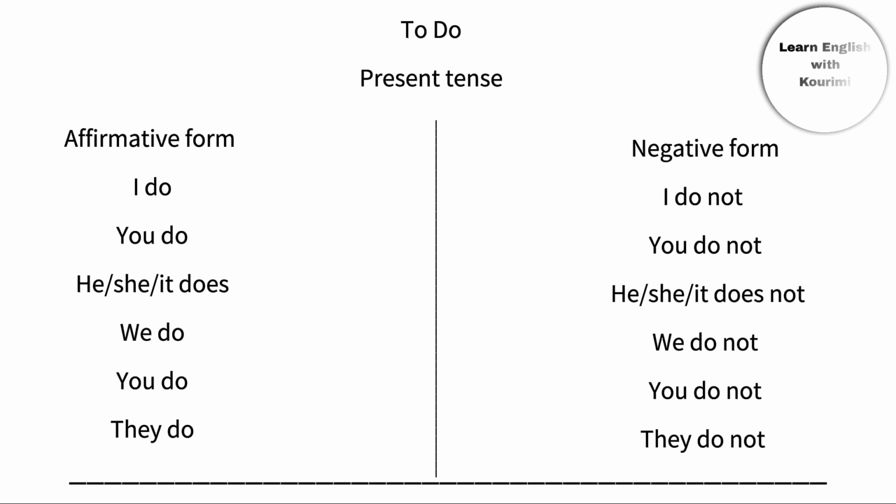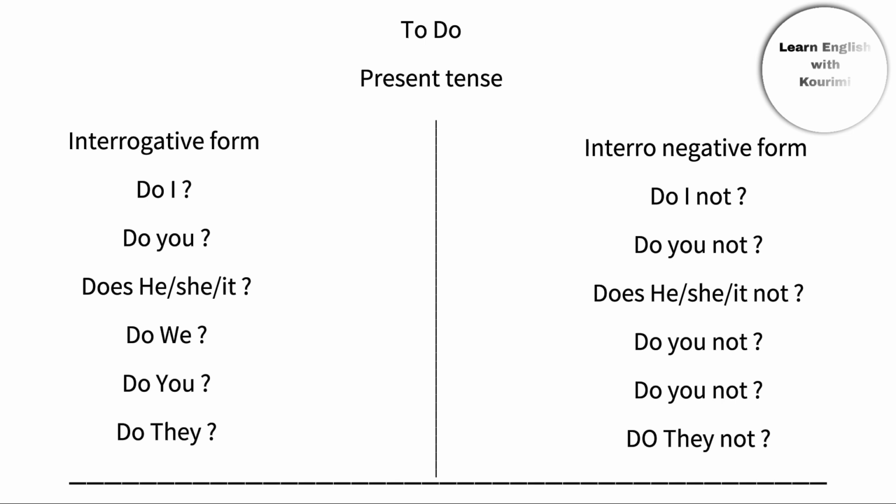They do not. Interrogative form. Do I? Do you? Does he, she, it? Do we? Do you? Do they? Interrogative negative form. Do I not? Do you not? Does he, she, it not? Do we not? Do you not? Do they not?